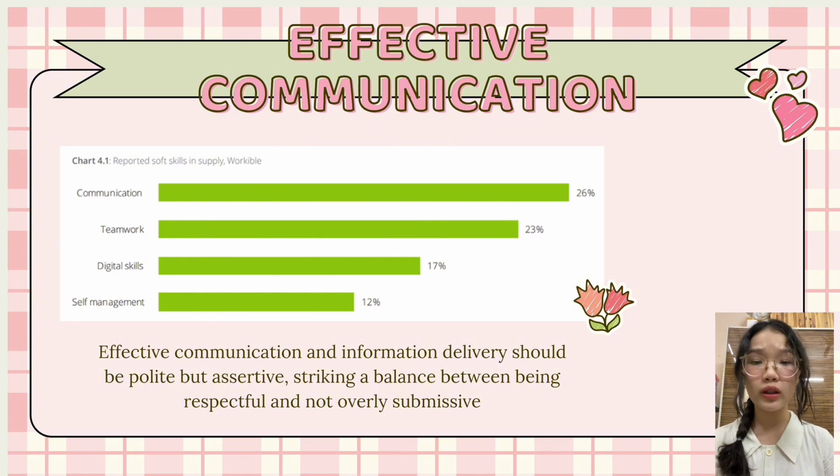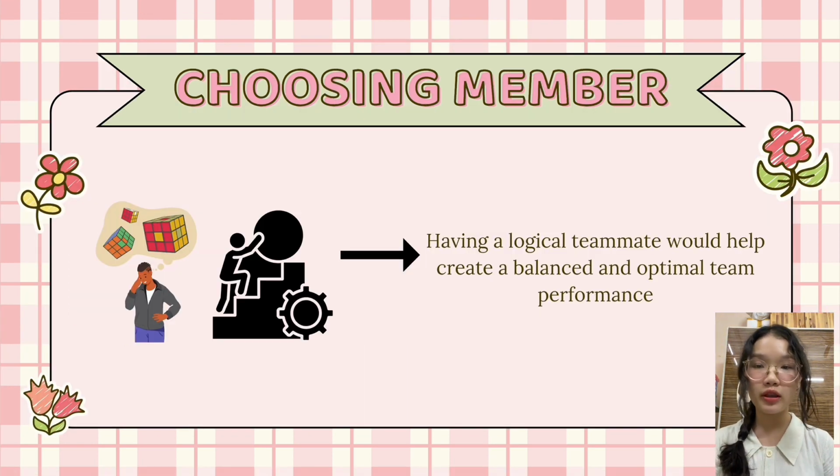And I still struggle with this sometimes, but after more professional experience, I believe that I can approach it soon. Next one is choosing team members. To foster a strong team dynamic, each team member should also be in harmony with themselves. Given my personality, I prefer working with someone who is steadfast and logical, since I tend to be more emotional and intuitive. Having a logical teammate would help create a balance and optimal team performance.